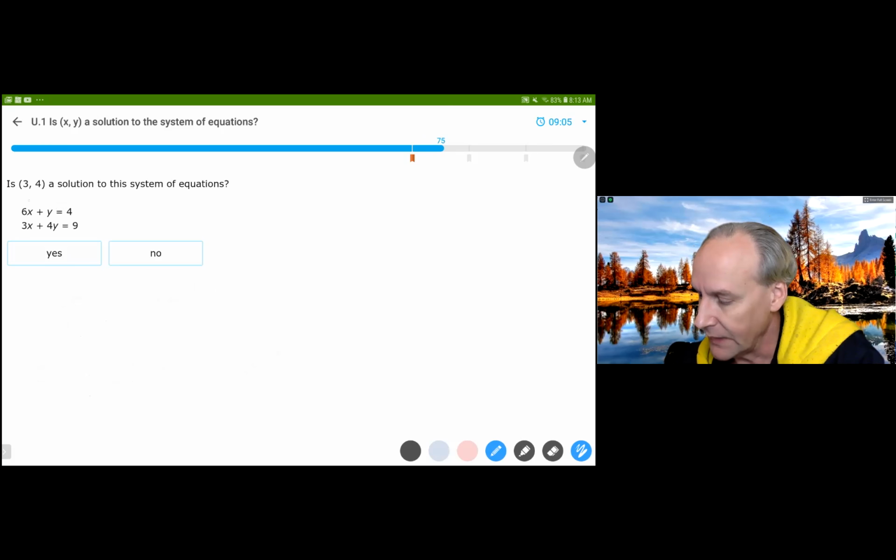Now in this one, we have a 3 and a 4. This is not true. Clearly, 18 plus 4 is 22, not 4. And in the second one, 9 plus 16 is not equal to 9. So it's not true for either one.